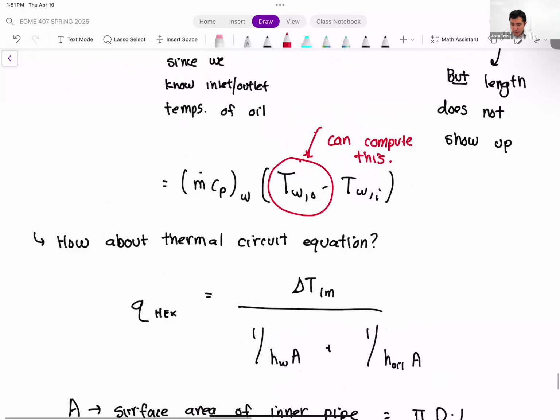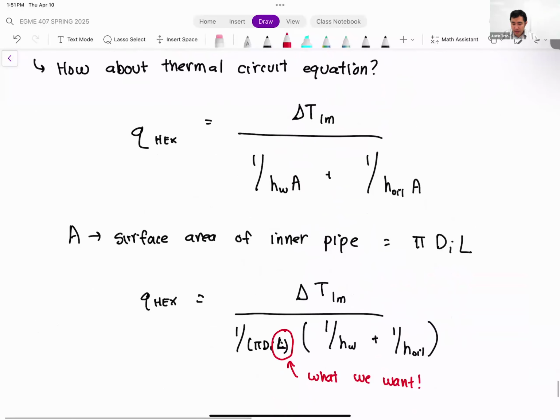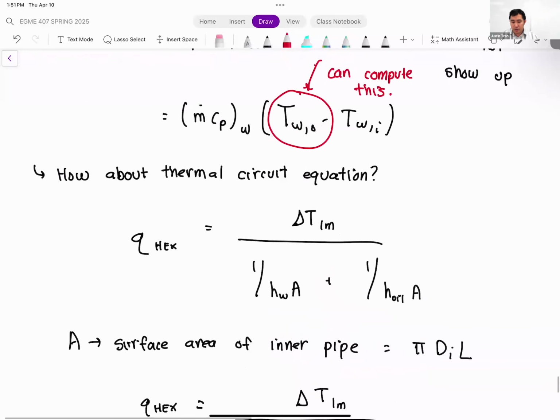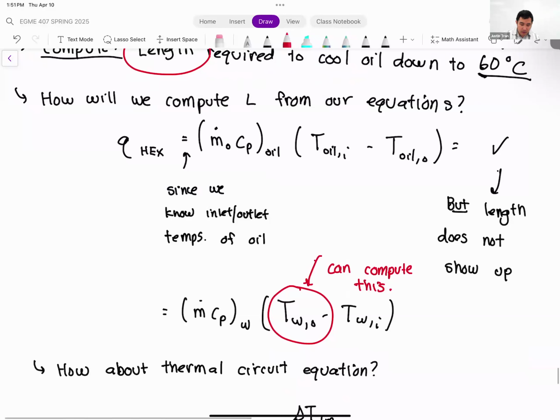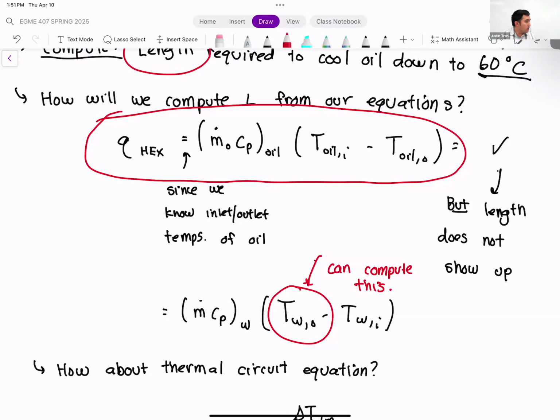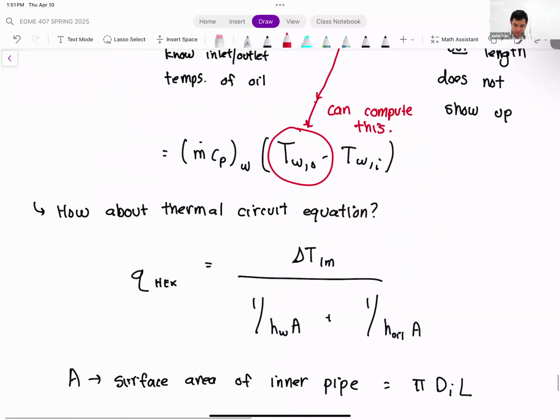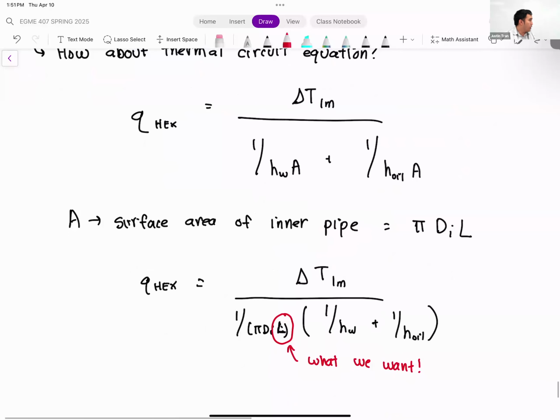So based on all these equations, hopefully you'll see the approach that we need to take. First thing we're going to do is compute the heat transfer in the oil based on its inlet and outlet temperatures. And then based on that, we're going to compute our outlet temperature of the water. Then we're going to use that same heat transfer in this equation here, and use that heat transfer to compute L from here.